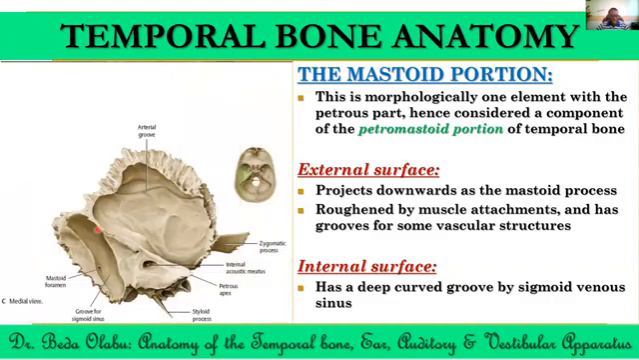Maybe this image captures that better. This is the middle aspect of the temporal bone, with that being the squamous part. This is the petrous part. This is the mastoid part. So this is the groove of the sigmoid sinus. You can see there's a foramen there, which is known as the mastoid foramen, for passage of the mastoid emissary vein connecting to the sigmoid sinus.